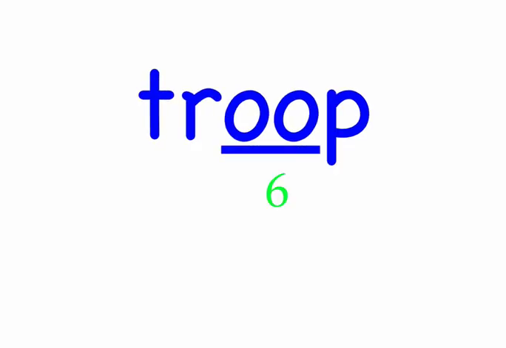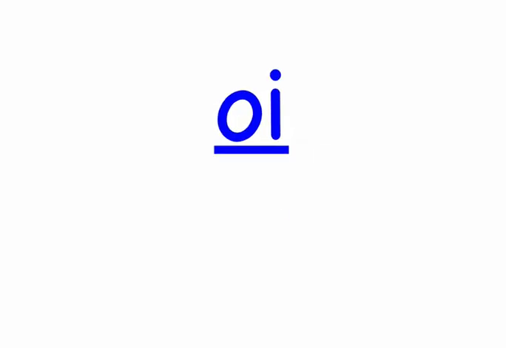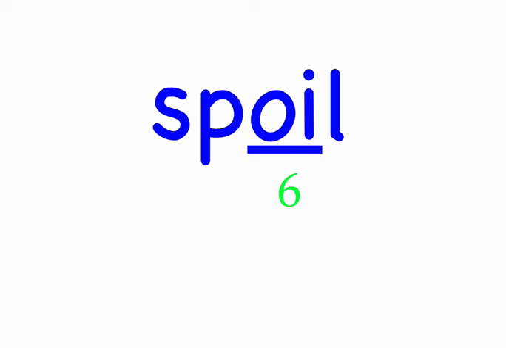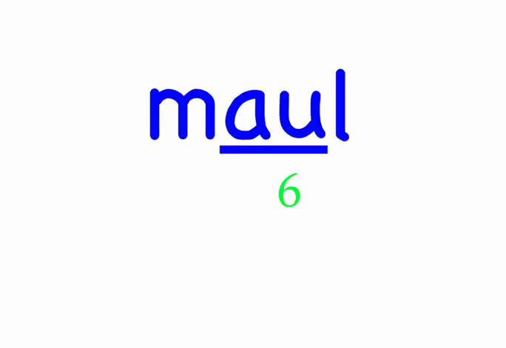Troop. Spoil. I hope I did not spoil the surprise. Spoil. 4 sounds. S, p, oi, ul. Spoil. Row 8. Maul. The lion began to maul its prey. Maul. 3 sounds. M, aw, ul. Maul.